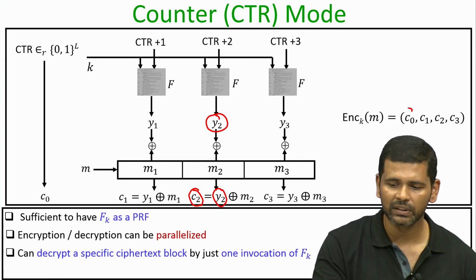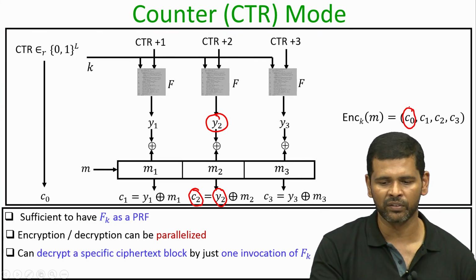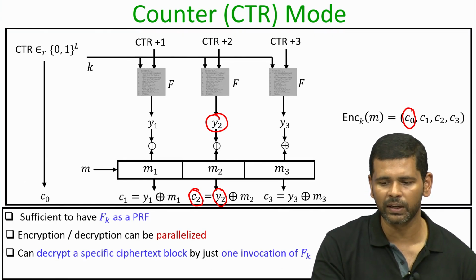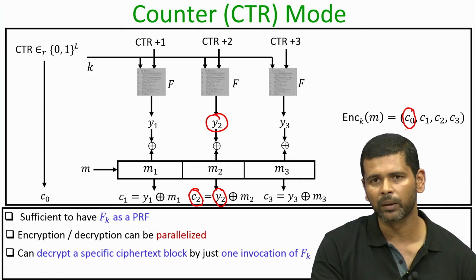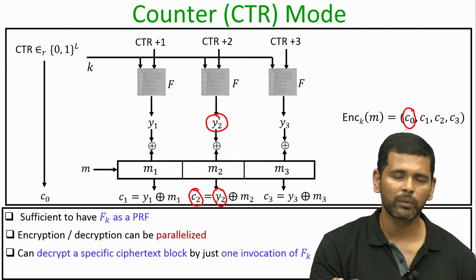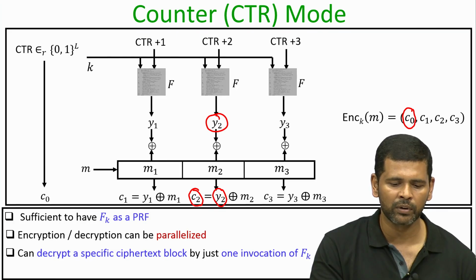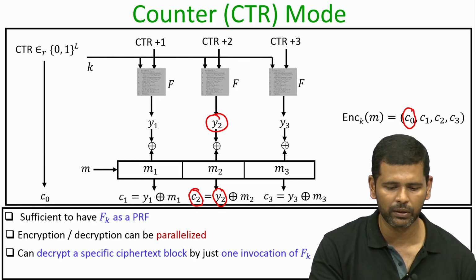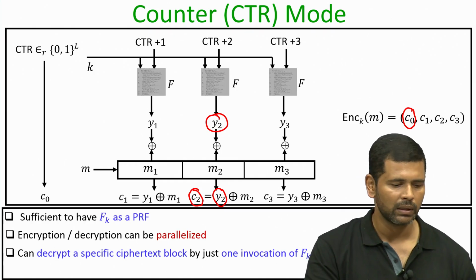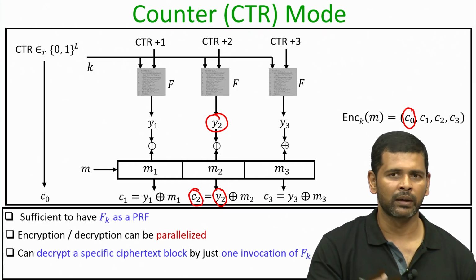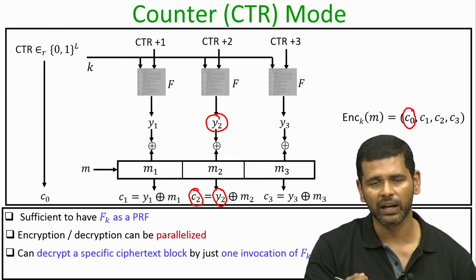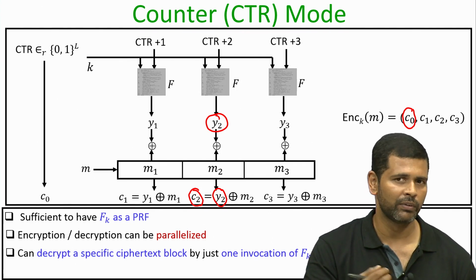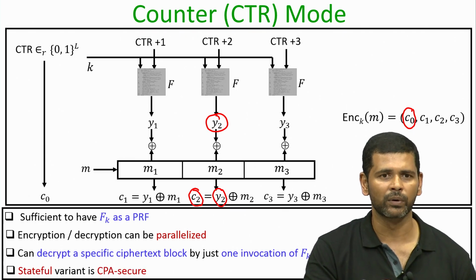So, if I have the initial counter value which is there in C0, and if I want to decrypt C2, what I have to do is treat C0 as the counter value, compute counter plus 2, and invoke my underlying keyed function on the input counter plus 2, generate the pseudo random pad Y2, and XOR it with C2, which will give me back M2. So, depending upon my requirement I can decrypt any specific ciphertext block by just one invocation of the underlying keyed function, which was not possible in the OFB mode.